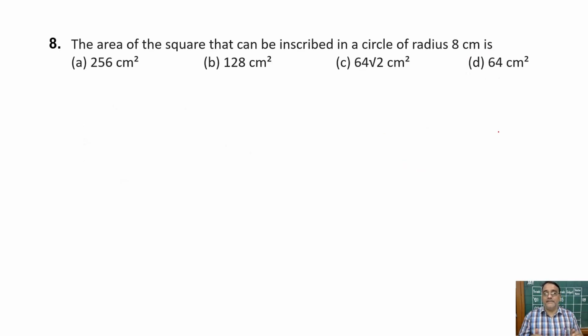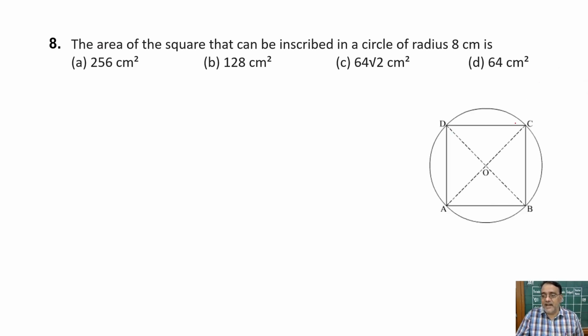The area of a square that can be inscribed in a circle. अब ये उल्टा है, वहाँ पे सर्कल जो था वो स्क्वायर के अंदर में था, राइट, और यहाँ पे स्क्वायर जो है वो सर्कल के अंदर में है, and the radius of the circle is given 8 centimeter, right. क्लियर? See this figure.